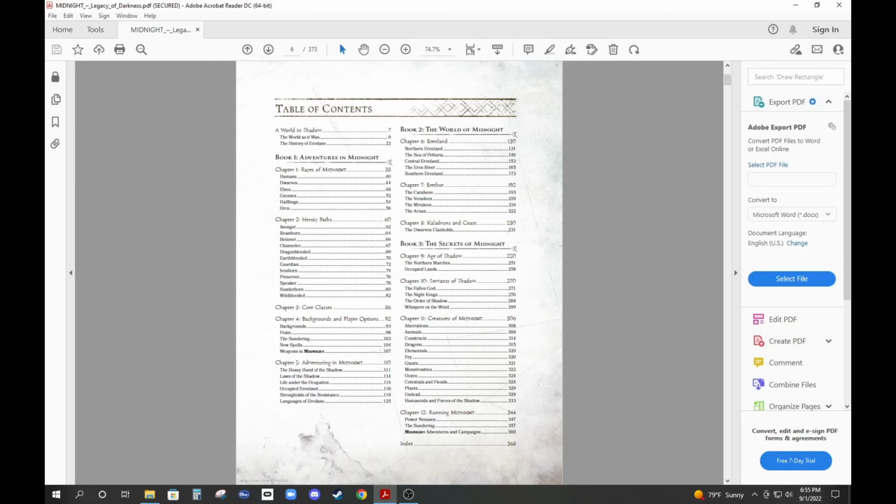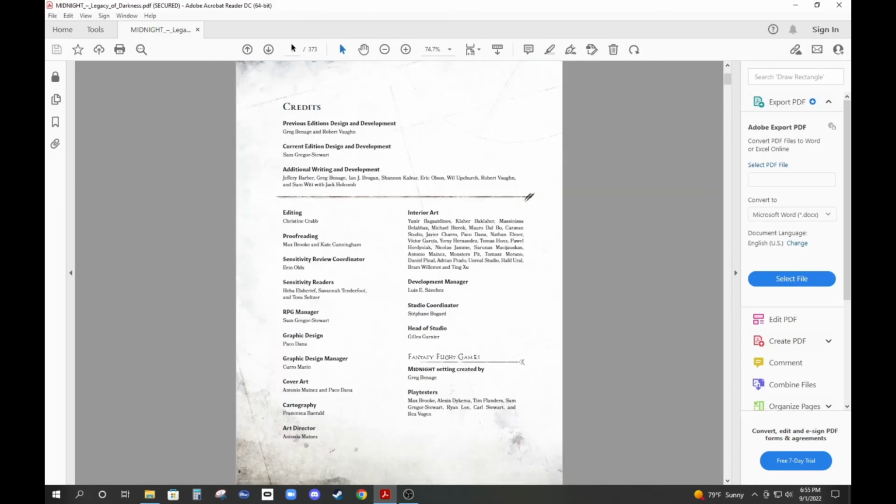And then the rest of the book, book 3, The Secrets of Midnight, is for the GM, and this is going to give them the information they need about the Shadow and the servants of the Shadow, as well as the creatures, the monsters that they will be running and playing against their players. So everybody, that is Midnight Legacy of Darkness.